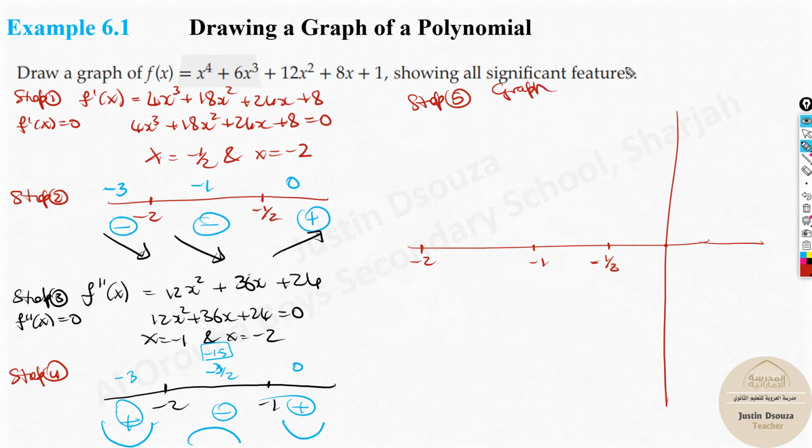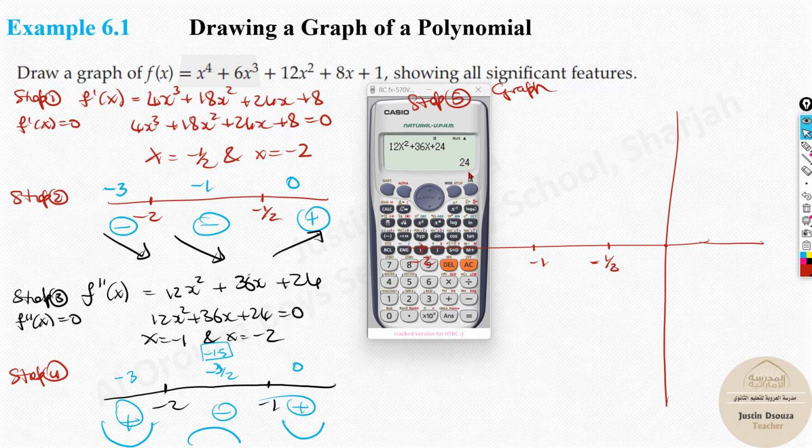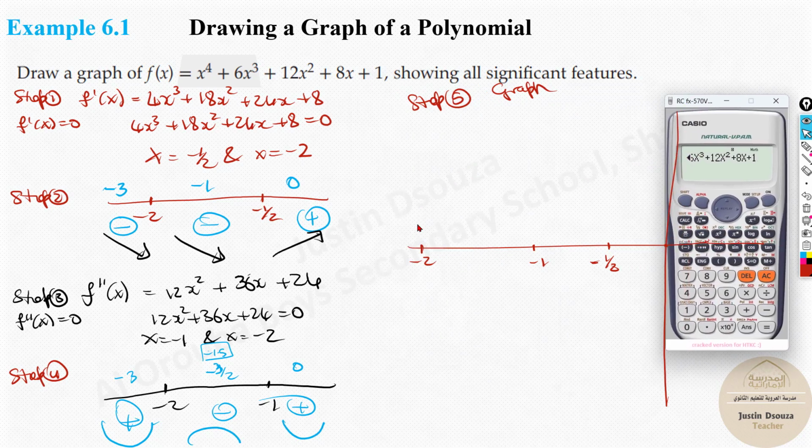So let's take our calculators now. Here you need to just put this equation in. See this one, it is alpha x to the power 4 plus 6 alpha x cube, and then we have plus 12x squared and plus 8x, and lastly we have plus 1. Type the equation properly and then calculate it at -2. Now the answer is 1.